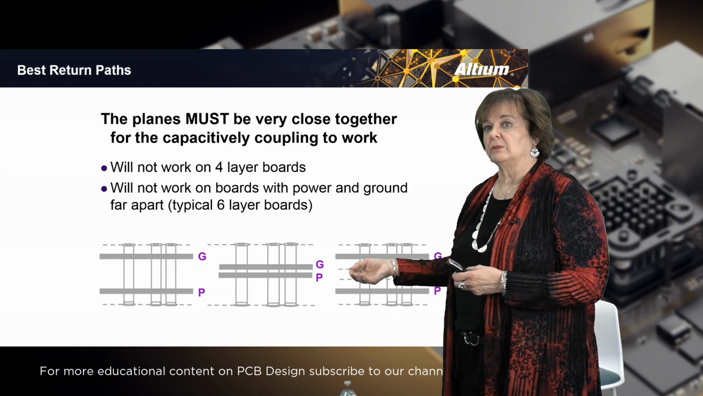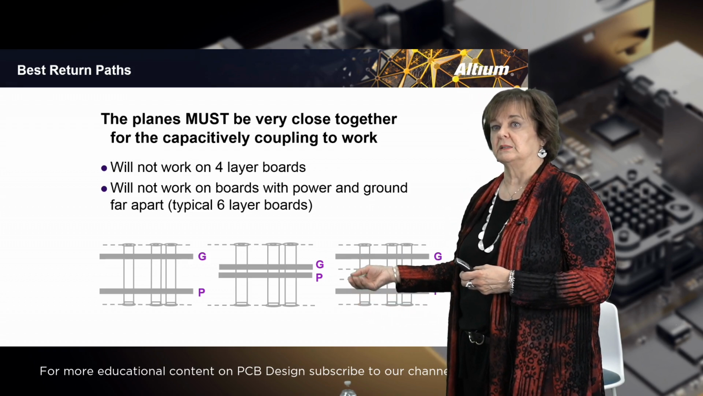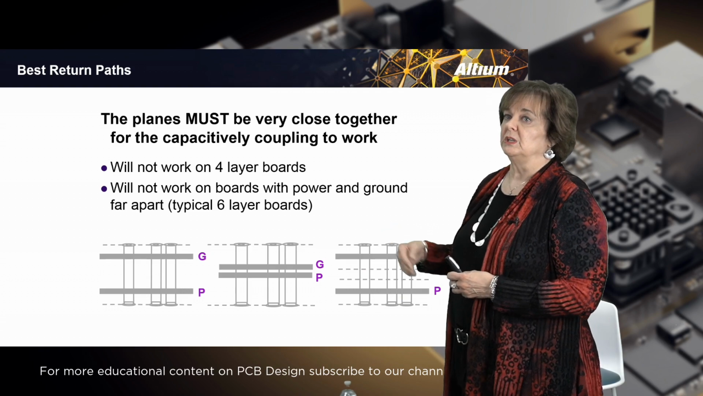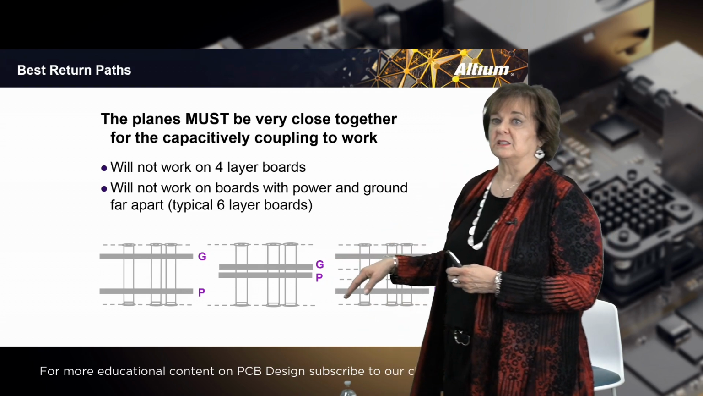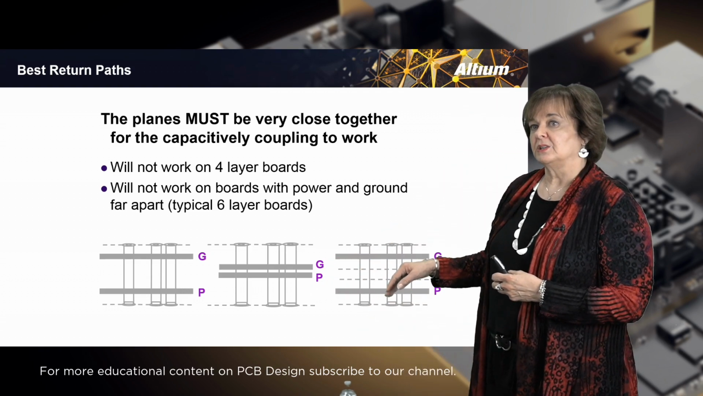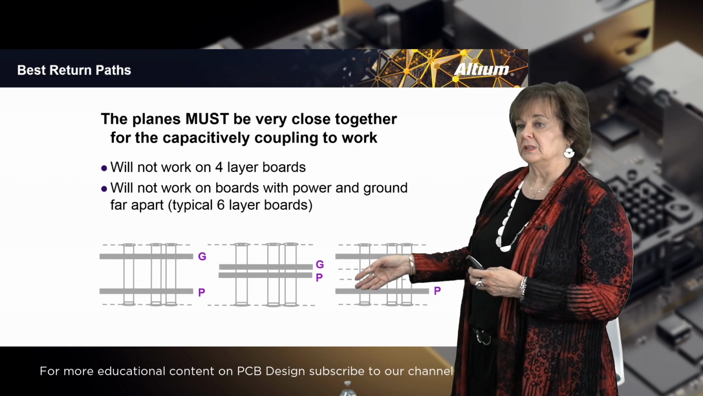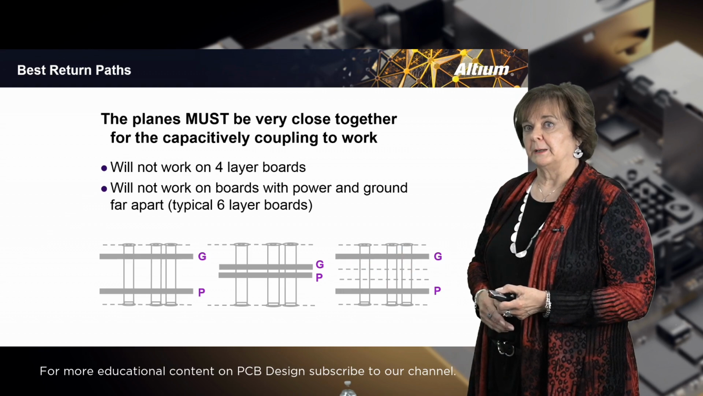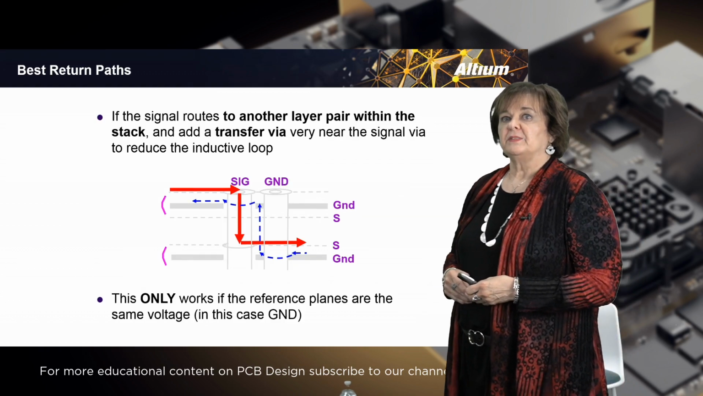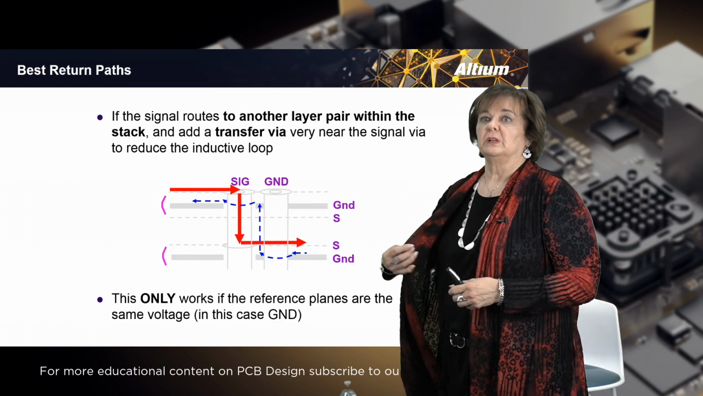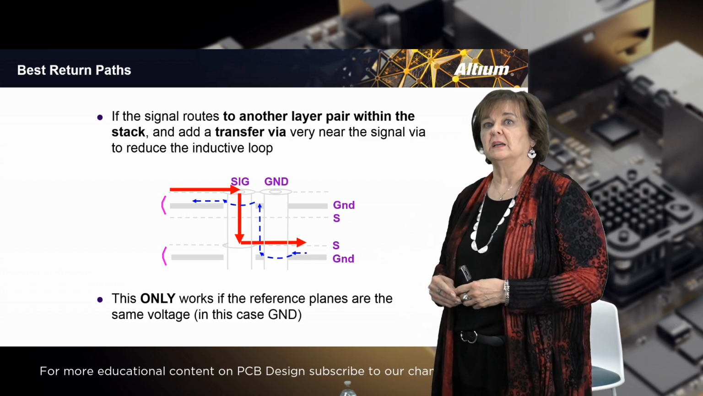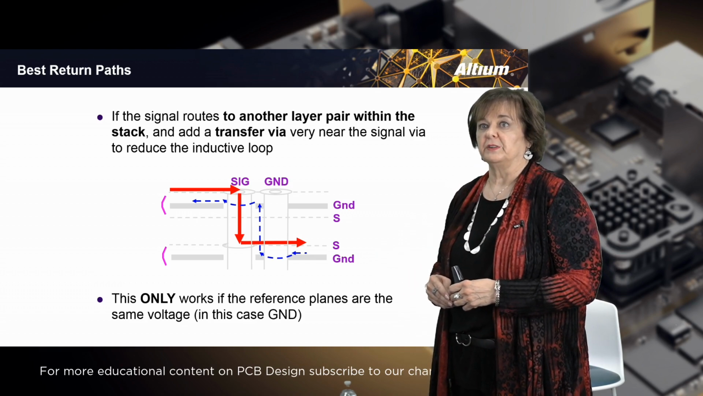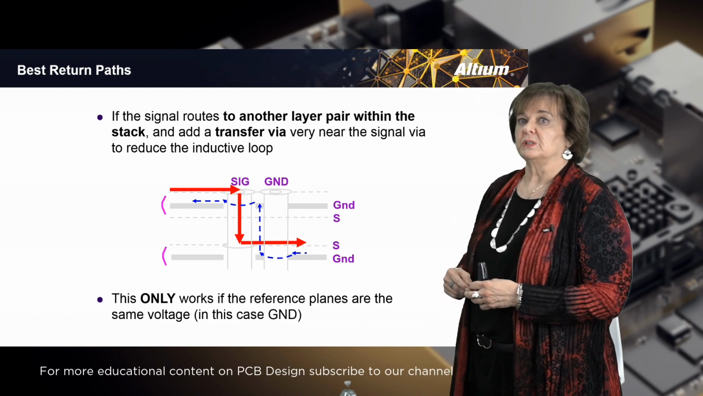So you could do that if you just went back and forth with these signals and these signals, but you would not have good interplane capacitance with this particular setup. And so there's a problem with the rest of the energy for the power distribution on this type of a stack-up. If the signal routes to another layer pair within the stack, add a transfer via very near the signal to reduce the inductive loop.